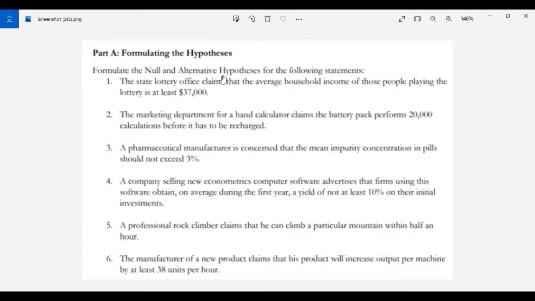So part A, formulating the hypothesis. Formulate the null and alternative hypothesis for the following statement. So someone should read. The state lottery also claims that the average household income of those people playing the lottery is at least $37,000.